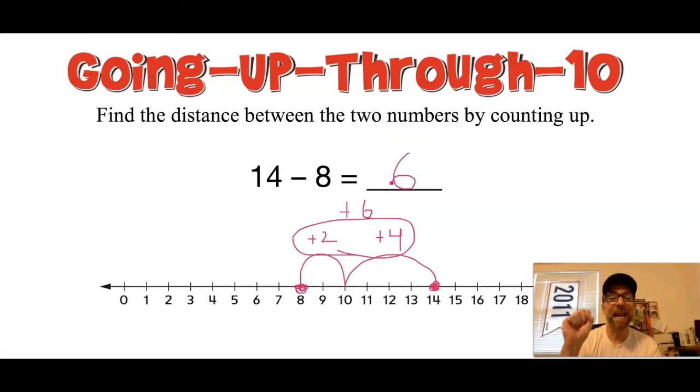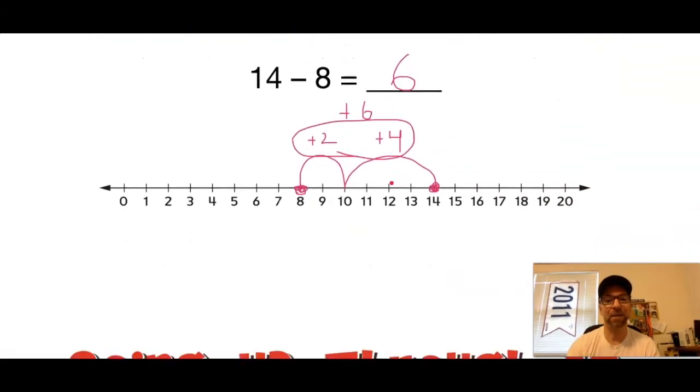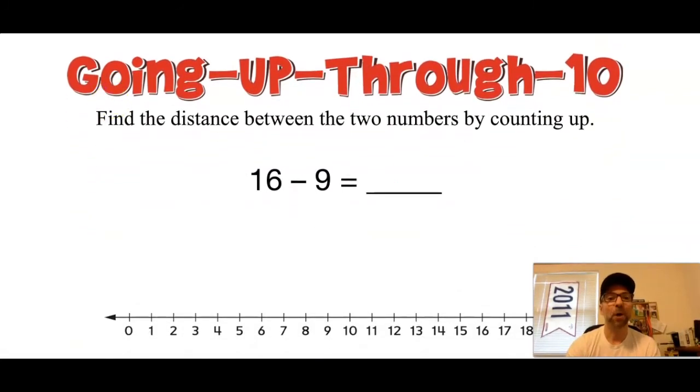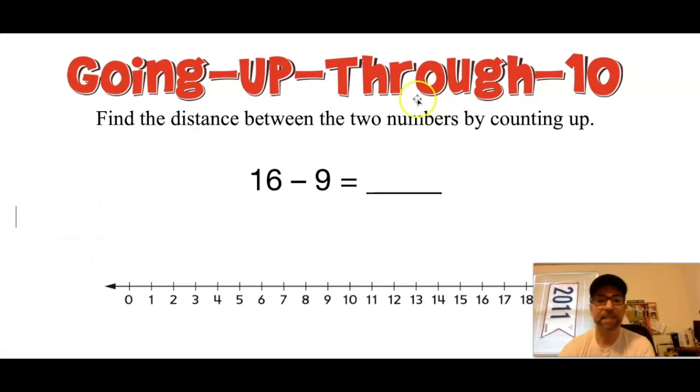Start at 8. 8 is 2 away from 10. I need to keep going to 14, which is 4 away from 10. And 2 and 4 gives me 6. 14 minus 8 equals 6. Let's try another one. Our last one. Going up through 10. Now remember, find the distance between the two numbers by counting up. So our problem is 16 minus 9.